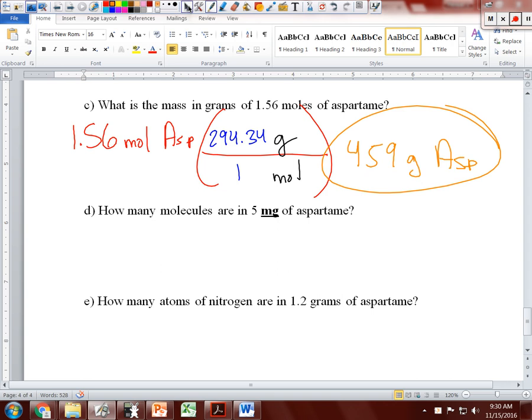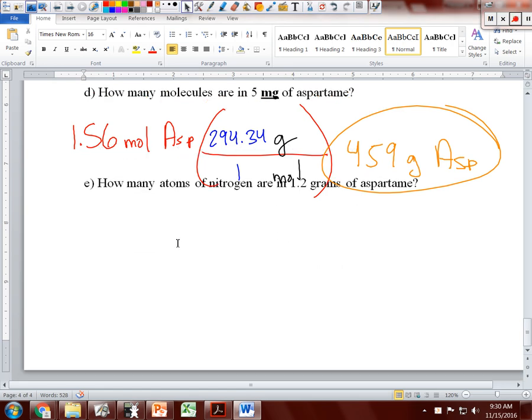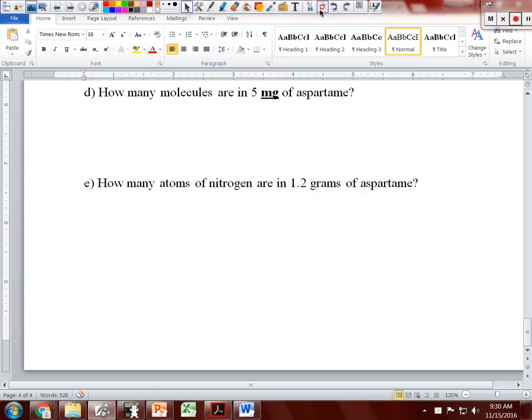We're going to skip D, and we're going to go to E. I'm going to go ahead and tell you, tomorrow this is going to be the bonus question. This is going to be the most challenging one, and it'll make sense when we get there. Okay? So just kind of stay with me as we go through this. So here's the crazy part. We're going from grams of aspartame to what specifically?